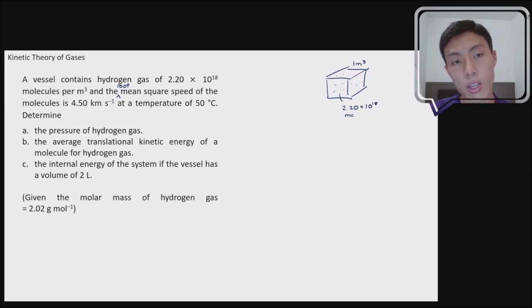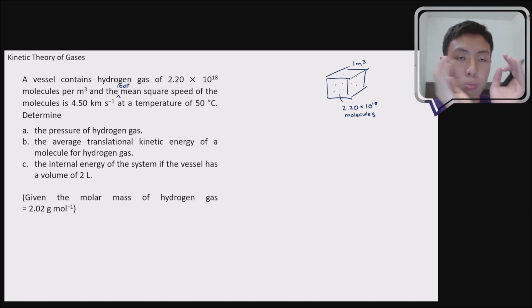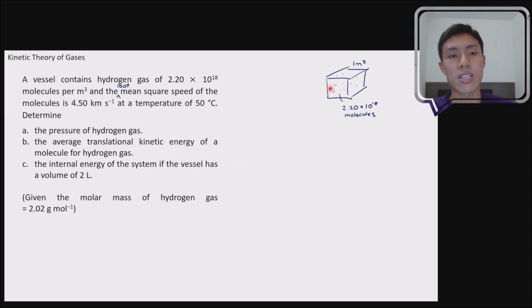Does it mean that the volume of your container is 1 meter cube? No, your volume can be smaller than that, your volume can be bigger than that. But if you focus on the space which has a size of 1 meter cube, you'll find this amount of molecules inside it, on average. Maybe I'm complicating things over here.